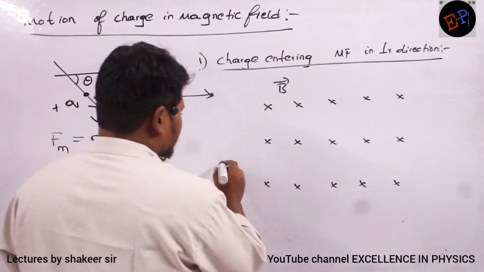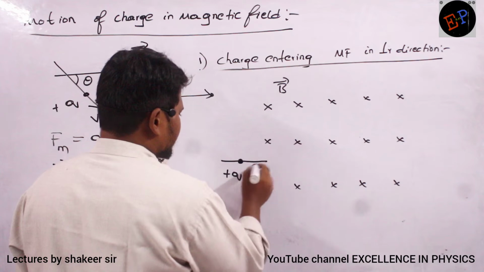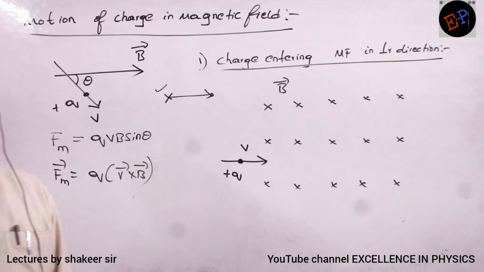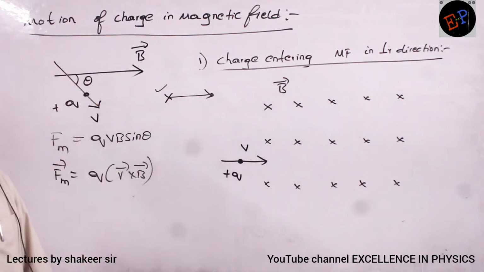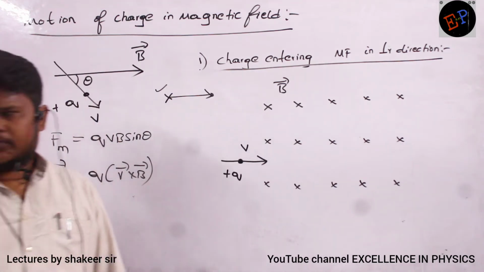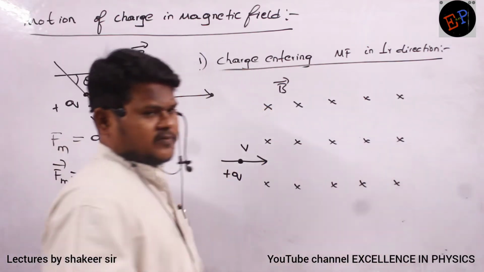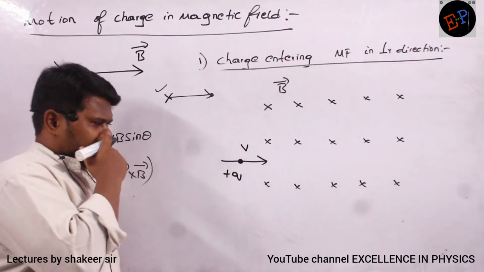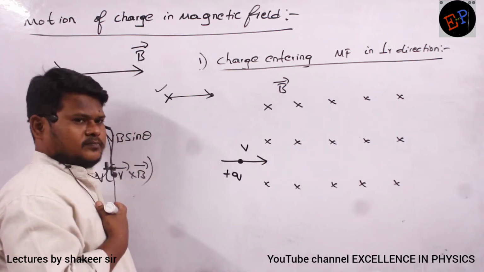Okay. Now consider from here a charge plus q, it is entering this magnetic field with a velocity of v. Now can you say what is the angle between velocity and magnetic field? 90 degrees only, no? Magnetic field is inside the board. Velocity is like this. So definitely the angle between them is 90 degrees. Okay. So now can you say this charge will experience a force or not?